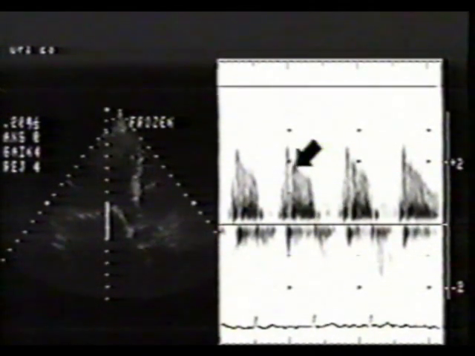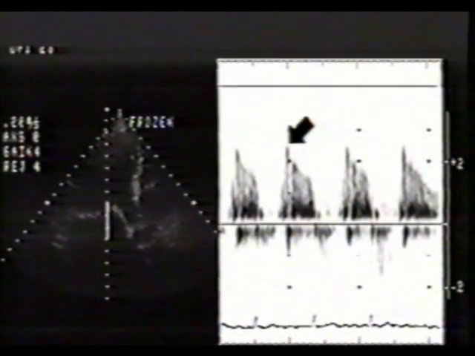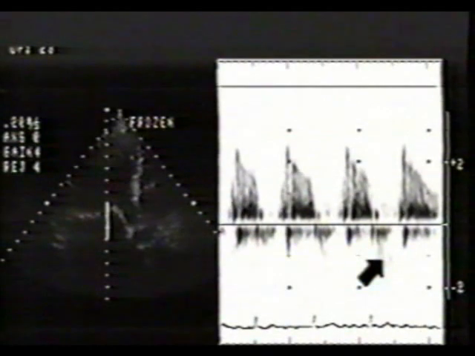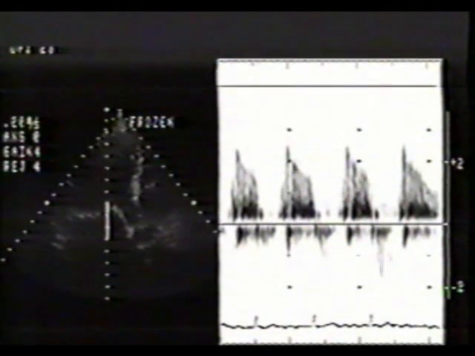The calibration markers are at 1 meter per second, and the peak diastolic velocity for this beat is 2.5 meters per second, allowing us to calculate a maximum early pressure gradient of 25 millimeters of mercury. In real time, in addition to the diastolic audio signal from the mitral stenosis, you will also hear a faint systolic audio signal due to mitral regurgitation.